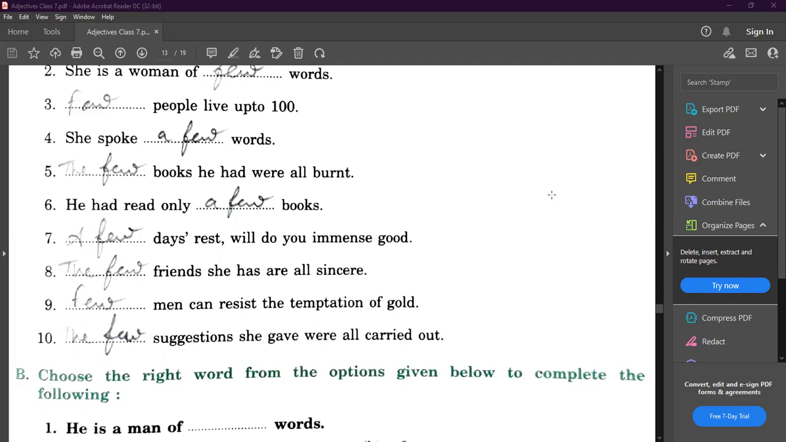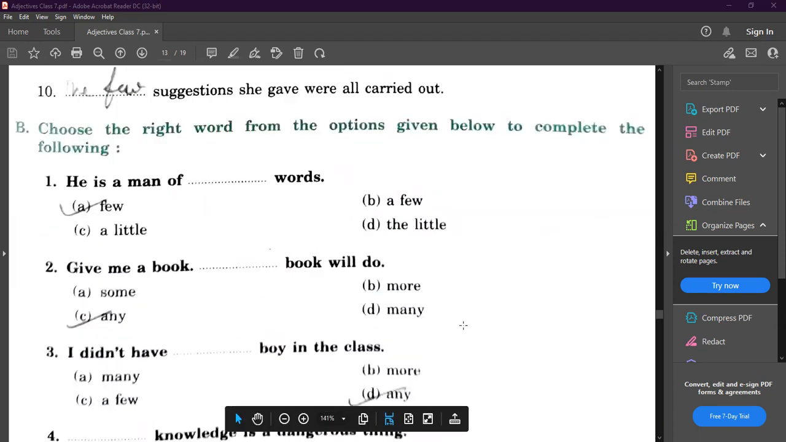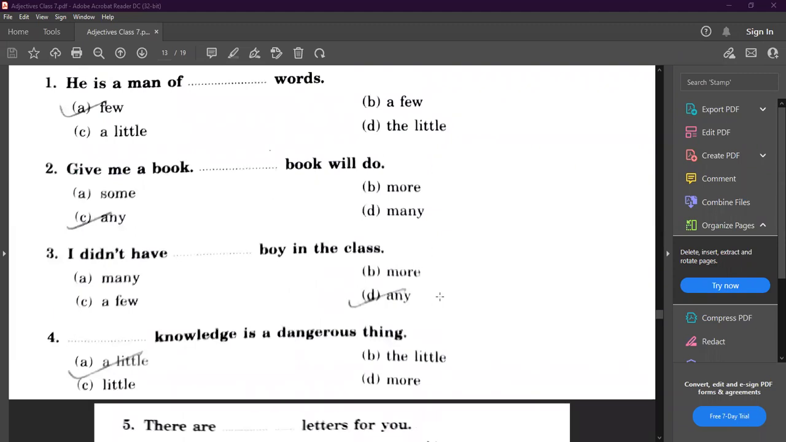Choose the right word from the options given below to complete the following. He is the man of few words. Give me a book. Any book will do. I didn't have any boy in the class. A little knowledge is a dangerous thing.